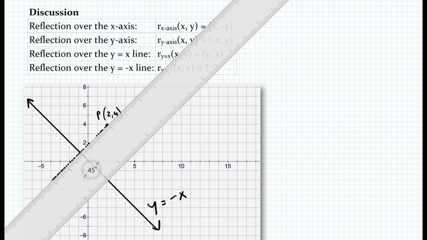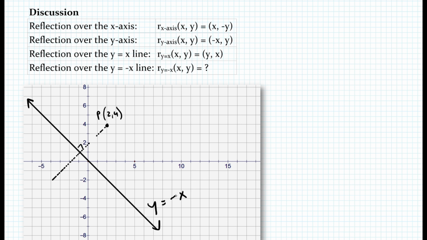Okay. Now this becomes, again, the perpendicular bisector. So we have these two are congruent. And we have P prime right here, okay? So what are the coordinates here? So the coordinates are going to be -2 and -4.